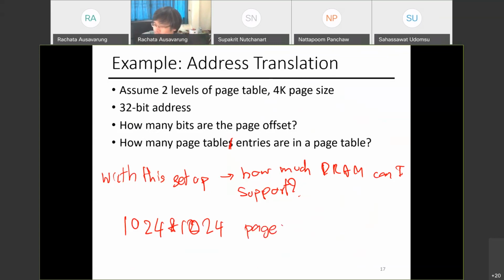And how big is one page? 4 kilobytes, right? So you can support 1024 multiplied by 1024 multiplied by 4 kilobytes. That's 4 gigabytes.